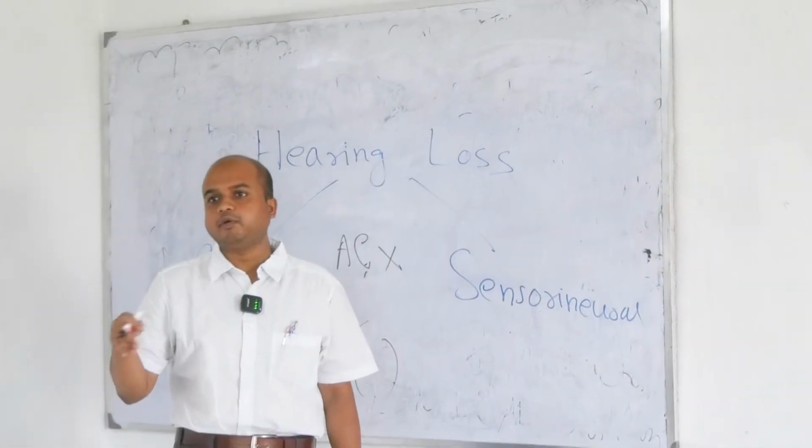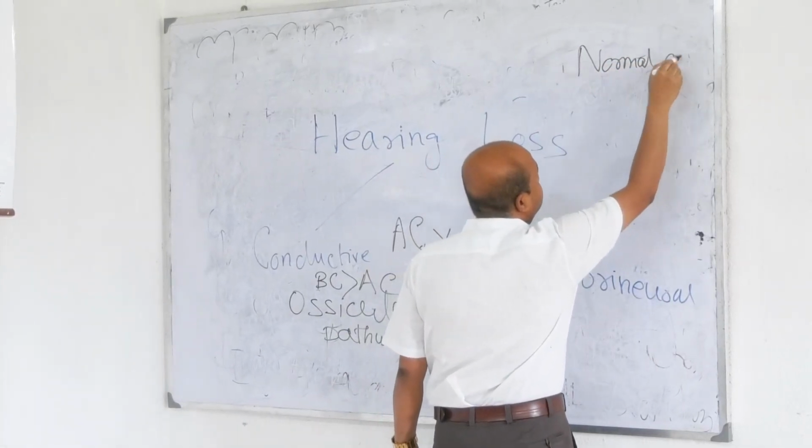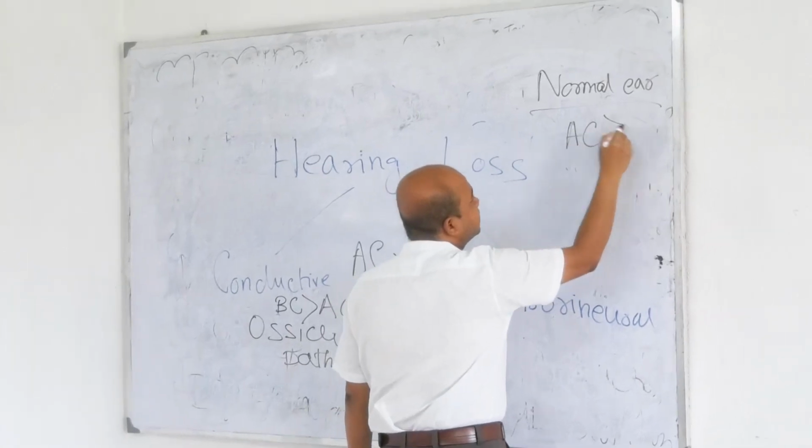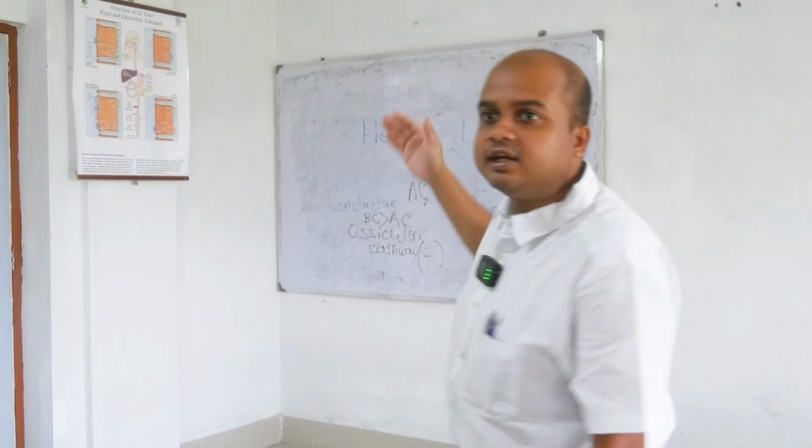What happens in the normal ear? Normal ear, AC greater than BC. 45 and 35 are random numbers chosen by me, it may be 40 and 30, anything, but it is about the duration, not about the intensity. So the first point is, it is about the duration, not about the intensity. If air conduction, meaning ossicular conduction, in the normal ear is for 50 seconds, then bone conduction is around say 30 seconds. So in the normal ear it is AC greater than BC.